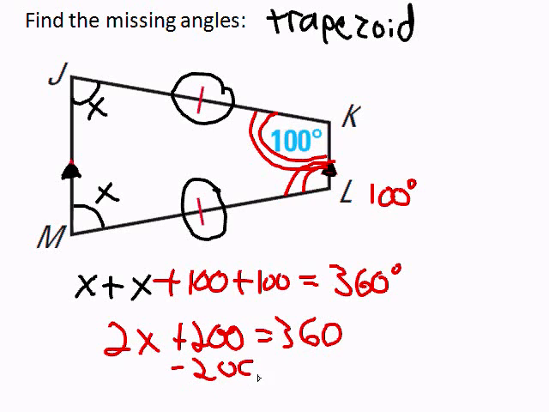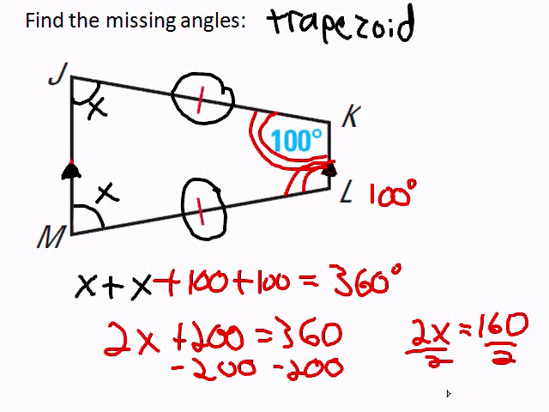I can subtract 200 from both sides, giving me 2X equals 160. Divide both sides by 2, and in the end X is equal to 80 degrees, or rather just 80. So we found the missing angles by using our properties of trapezoids, and in particular an isosceles trapezoid. Because these opposite sides were congruent, that meant the base angles also had to be congruent.